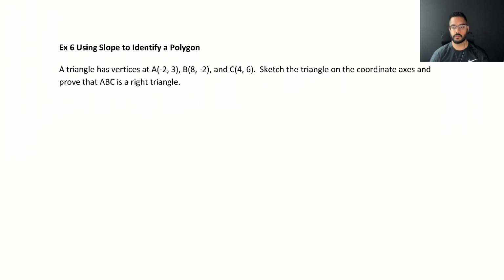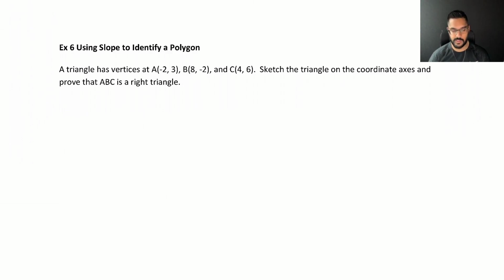That's perfect. Okay, a triangle has vertices at A, B, and C, and those points are listed by their coordinates below. Sketch the triangle and prove that ABC is a right triangle. Now, without the grid, it makes it very difficult to draw it perfectly, so don't worry about making your picture perfect.